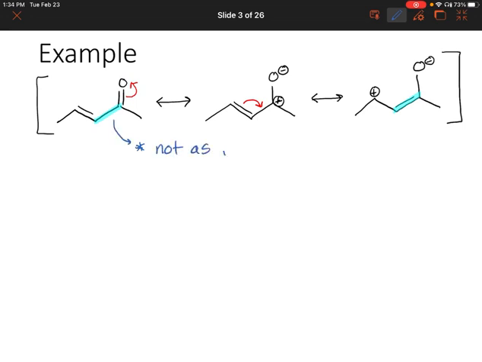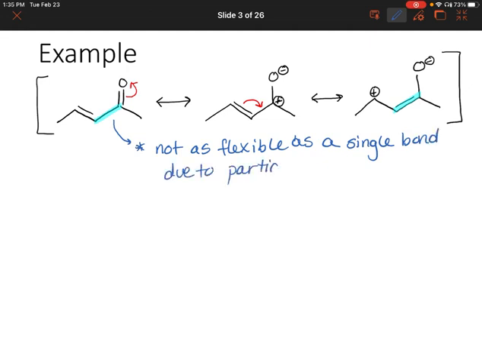So it's not as flexible as a single bond due to partial pi bond characteristics.